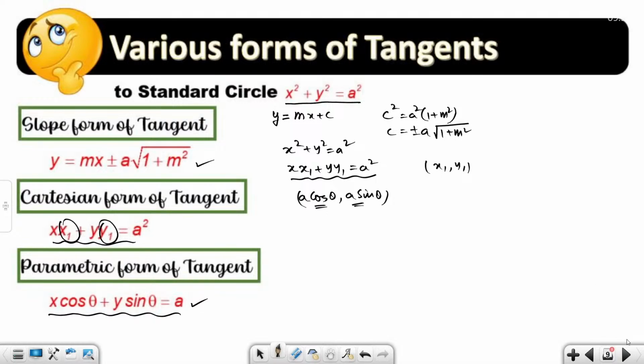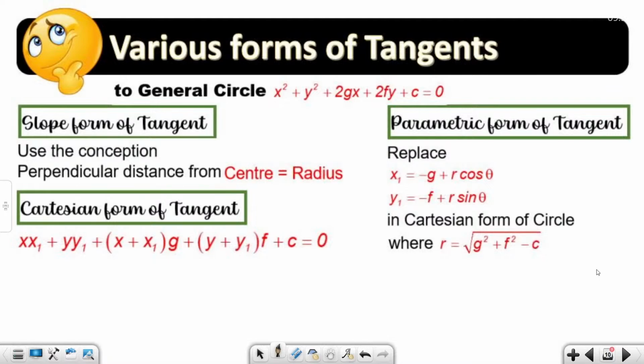Okay, now let us consider the general circle. It is x square plus y square plus 2gx plus 2fy plus c equals to 0. As I mentioned in the previous lecture, for this case, you don't have to remember any formula. To find out the slope form of the tangent, use the concept that the perpendicular distance from the center of the circle is always equal to its radius. And I have already done a lot of sums based on this in my previous class.